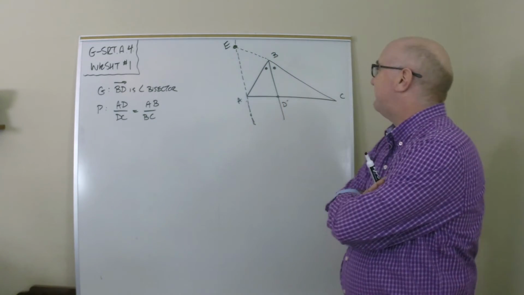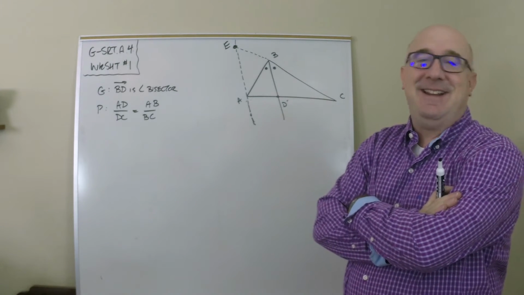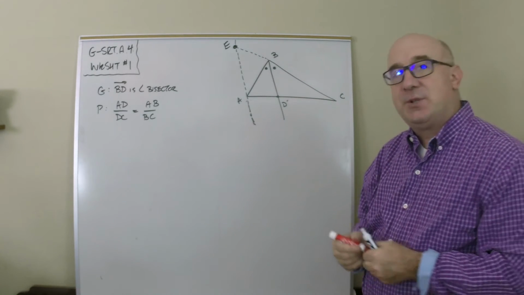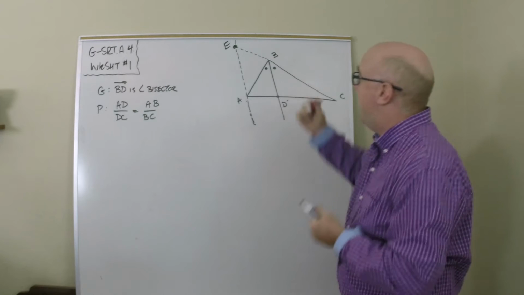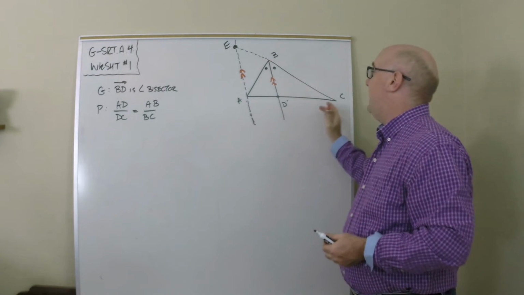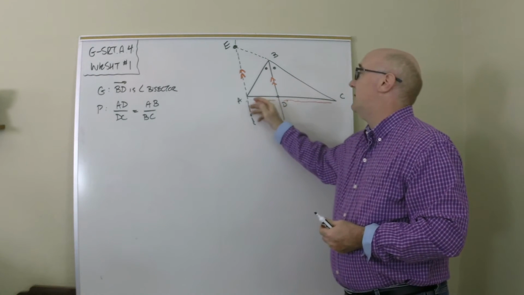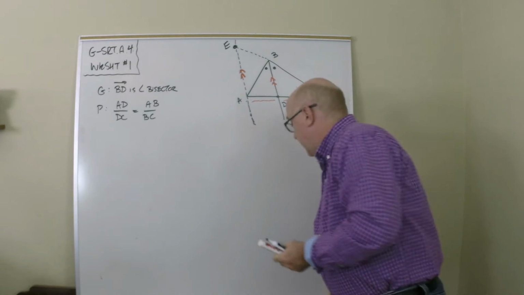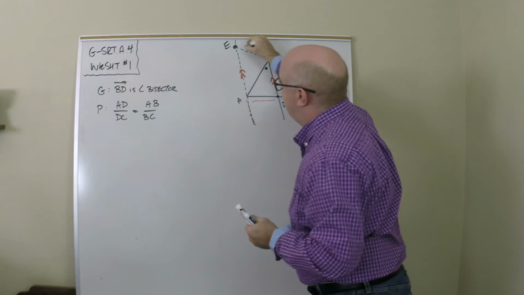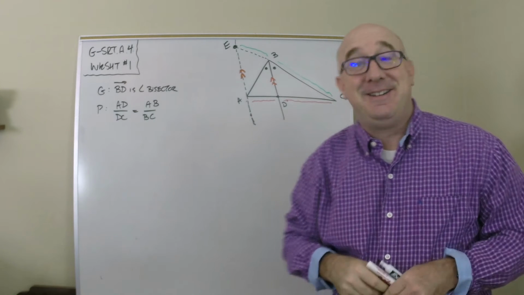Now, what are we doing? Well, here's the idea. You and I, in the proof right before this one, established that when you have parallel lines, these two, that this is to this as this is to this. Now that is pretty darn close to what we want, isn't it?